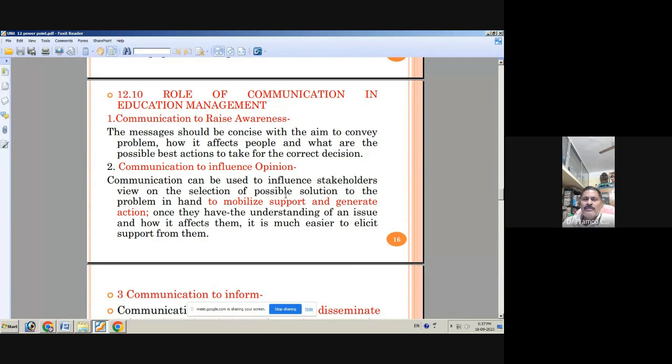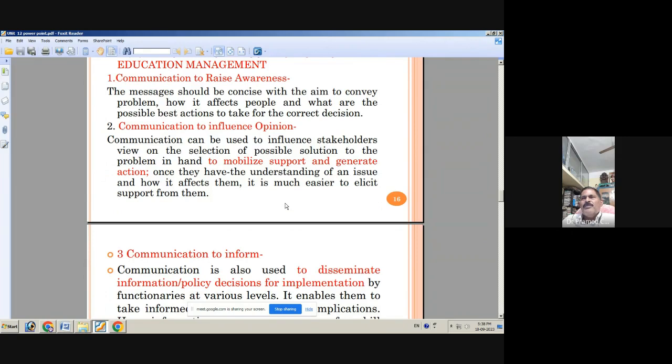We should be aware about the coming problems. Suppose there will be a cyclone, a flood, or lightning, then automatically we should get the information from the meteorological department and we will be conscious of how to face it. So definitely another point is that communication influences opinion.